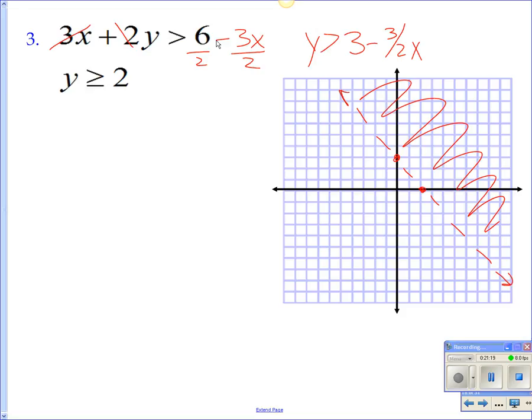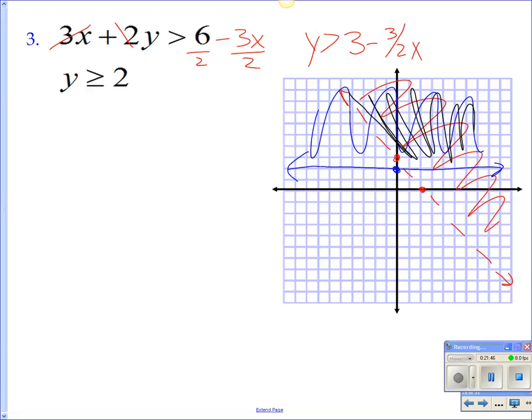Anna, how do I do y is greater than 2? Solid or dotted? Anna, do I shade above or below? All right, so once again, guys, this is where both colors are right here. So that is my solution area. All right.